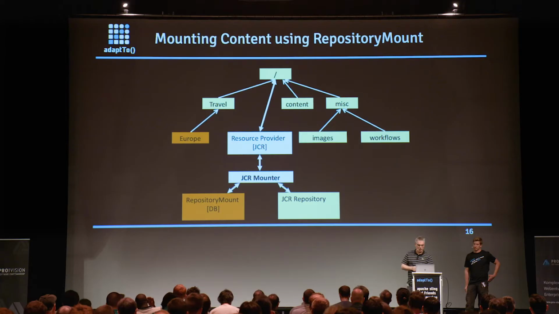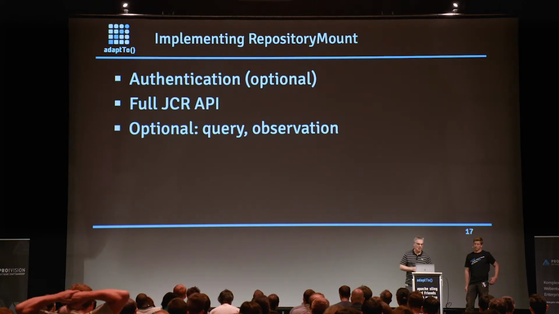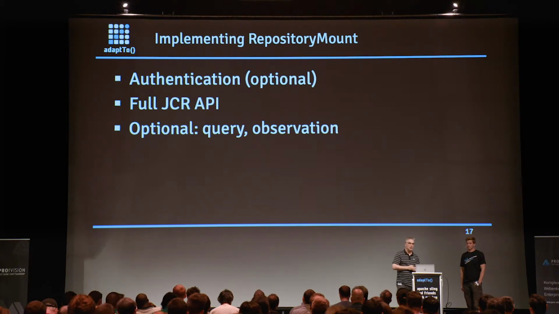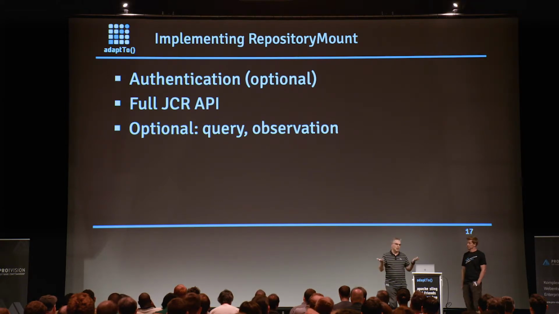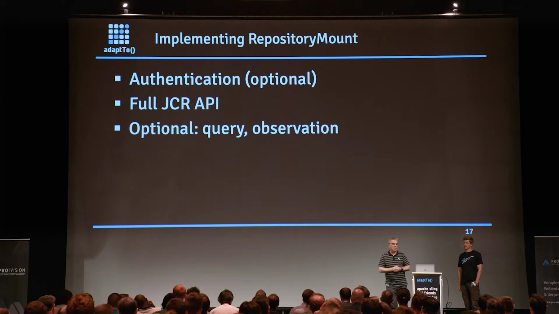Which basically means you're doing the integration of your content on a very low level, right? The Sling resource abstraction is on a higher level, and the JCR repository mount is underneath the JCR API at a very low level. Now, if you want to do that, as I said, you have to implement this repository mount service. Again, if you have to deal with authentication, you implement it, or if you don't, then you don't implement it, obviously.